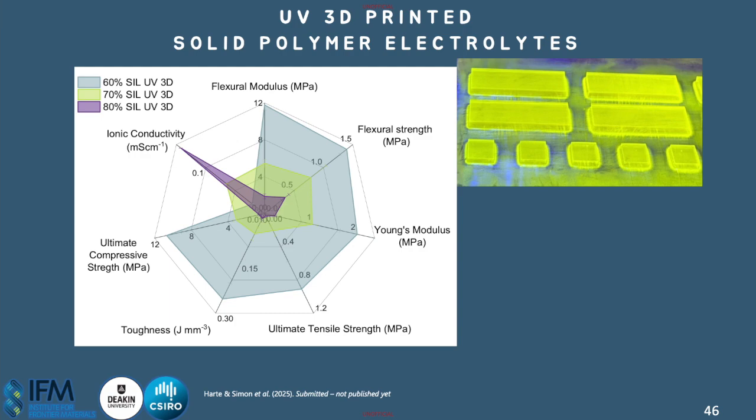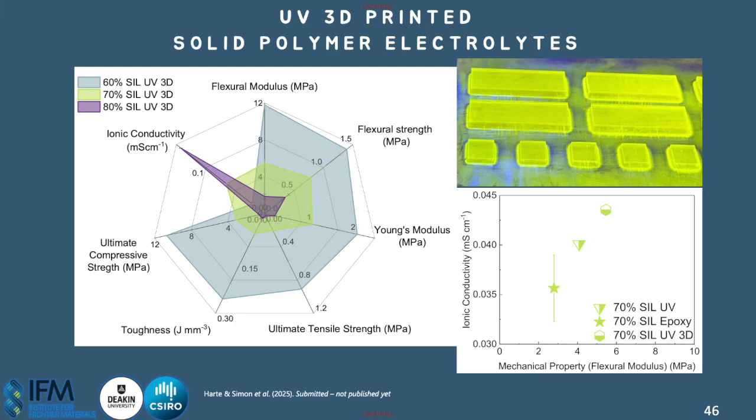We did them at varying resin contents. So we used 70% electrolyte content and 30% resin, 60% electrolyte content, 40% resin, and 80% electrolyte content and 20% resin. And you can see at the higher electrolyte contents, the ionic conductivity is much higher than at the lower electrolyte contents, and the mechanical properties are the inverse of that, with much higher mechanical properties with the 60% electrolyte content, and much lower with the 80% content.